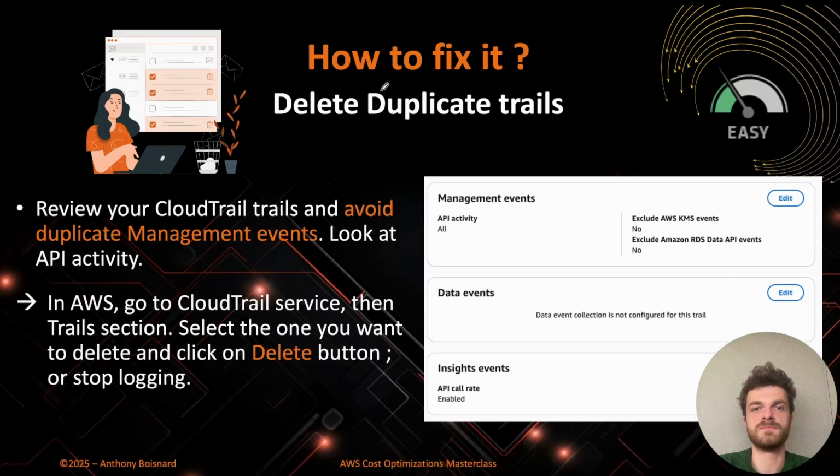So to fix it, you simply have to delete the duplicate trails. This is really easy. So first you have to review your CloudTrail trails and avoid duplicate management events. For that, you can look at the API activity right here. And in AWS, go to the CloudTrail service, then the Trails section, select the one you want to delete and click on either the Delete button or the Stop logging button.